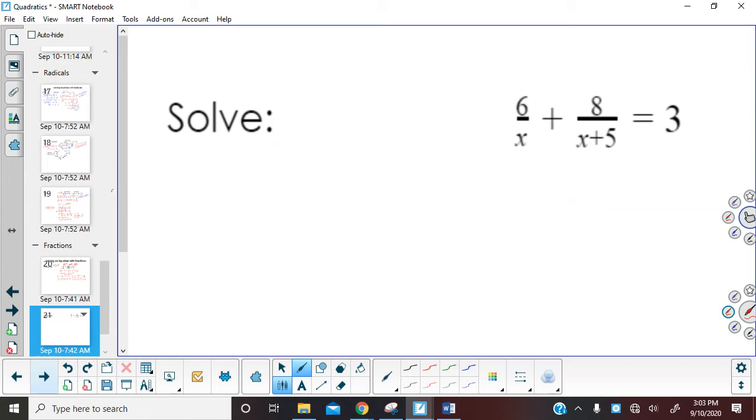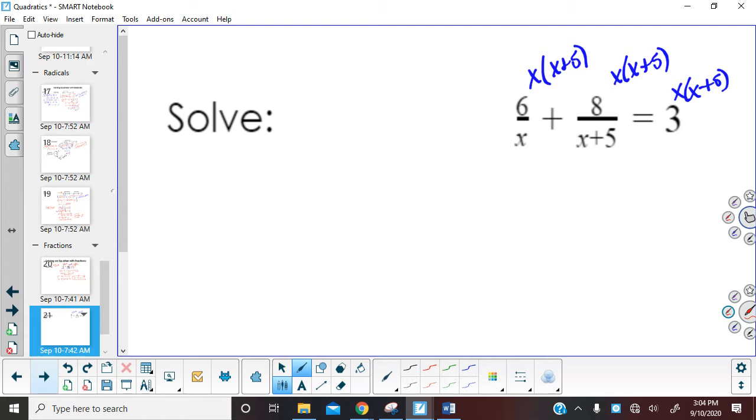First step is to identify the least common denominator. So again, we're going to multiply by x and then the quantity x plus 5, so the two denominators. And we're going to do that to everything. A lot of times people will forget to do that to the right-hand side. Please make sure you do it to all terms that you see.